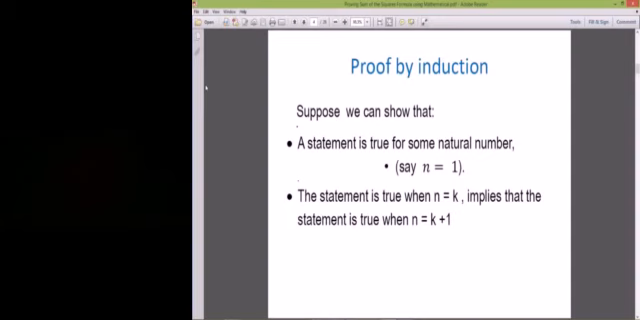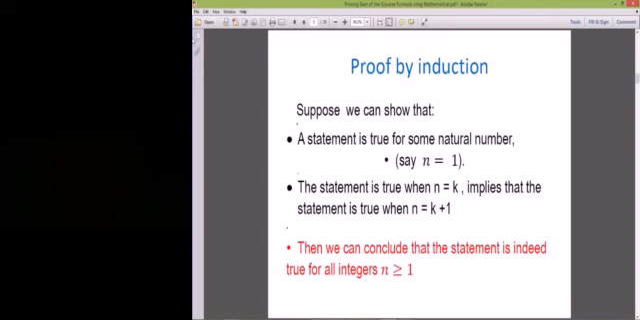We assume that the statement is true for some arbitrary positive integer n equal to k, and we're going to prove that the statement is true for the next positive integer n equal to k plus 1. If we can prove that these two statements are correct, the basis step and the inductive step, then we can conclude that the statement is indeed true for all integers n greater than or equal to 1.